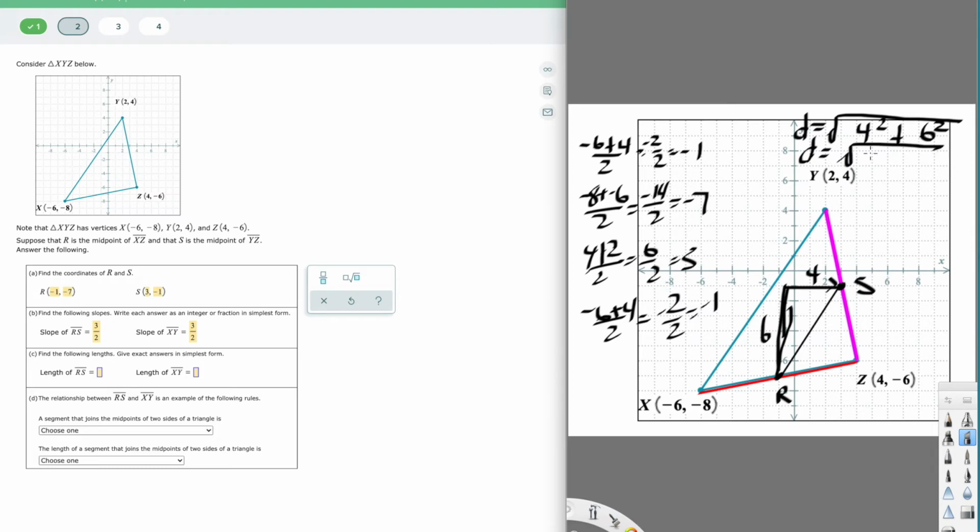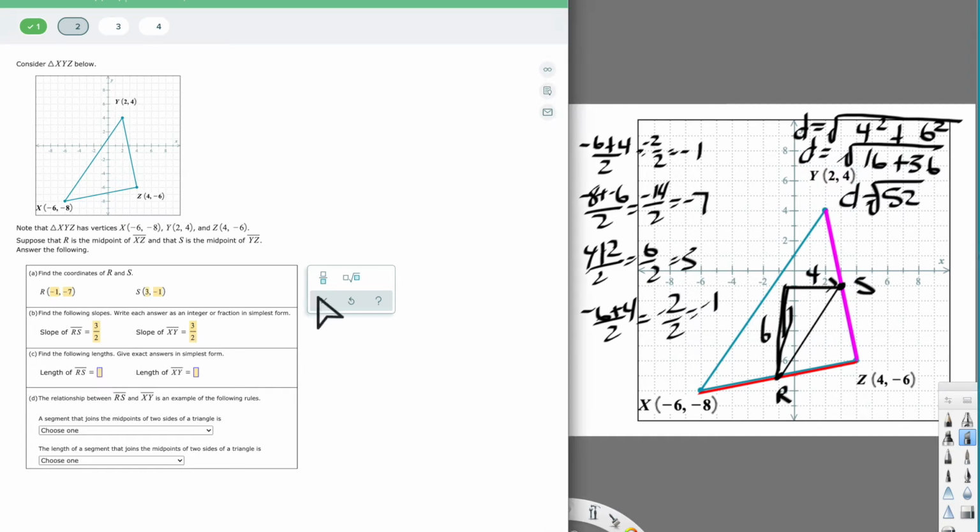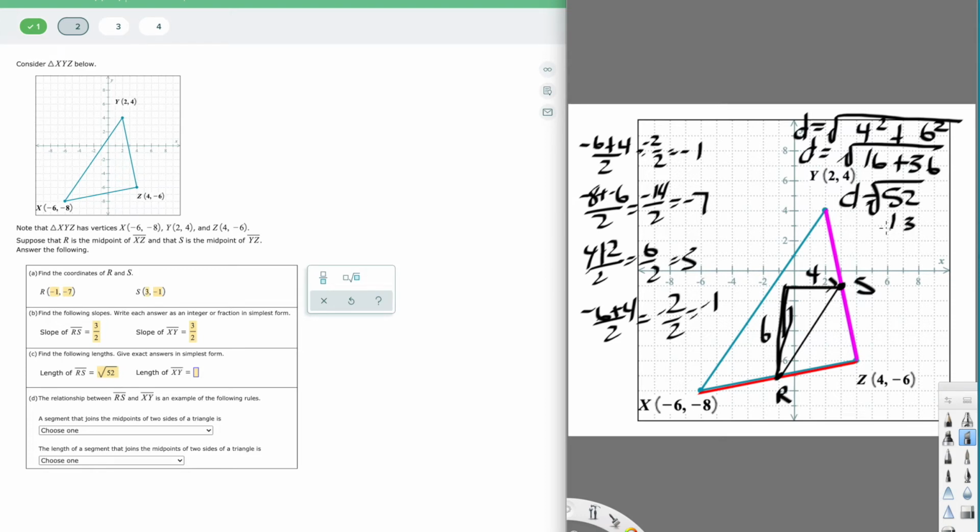So now we have 16 plus 36, because I'm squaring those two numbers. And then we would have d equals the square root of 52. And we're going to give exact answers in simplest form. So that means if we could take out a square, then we would want to. So let's see, does this divide by 4? If we divide by 4, we get 13. Ooh, it does divide by 4. So 52 is 4 times 13.